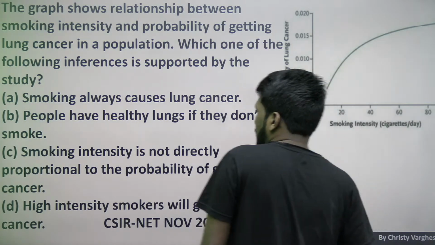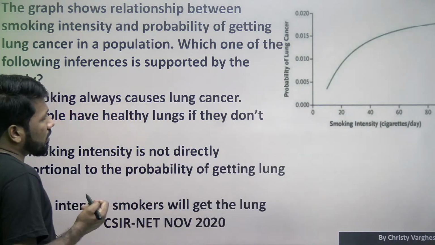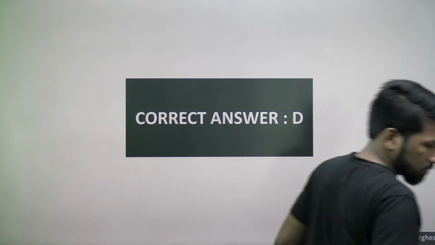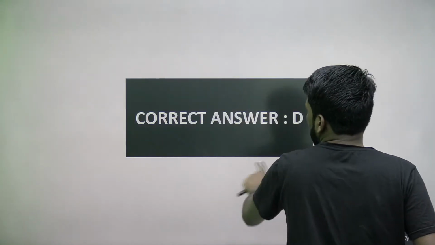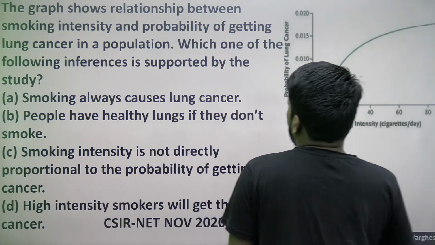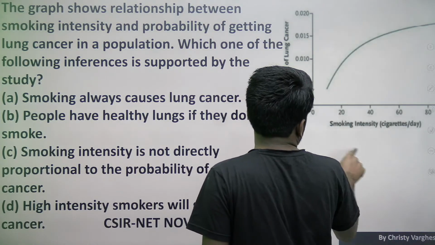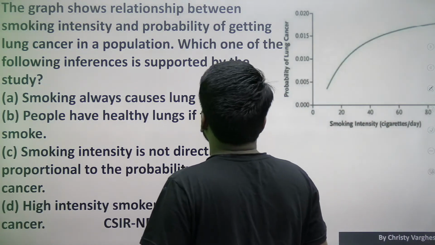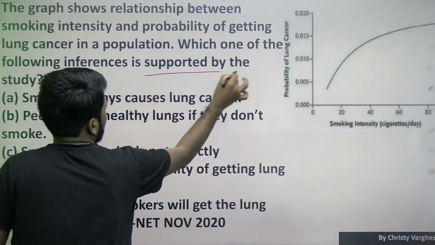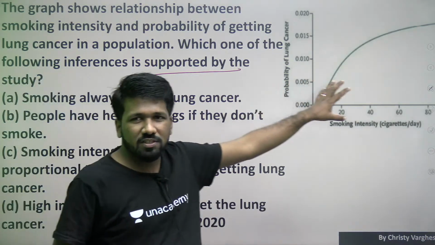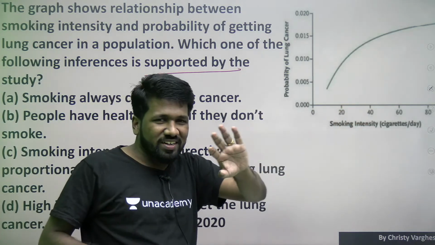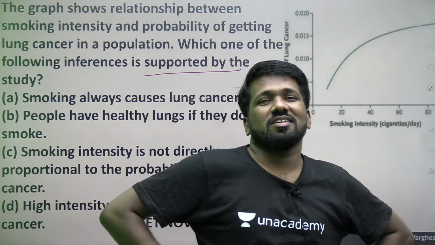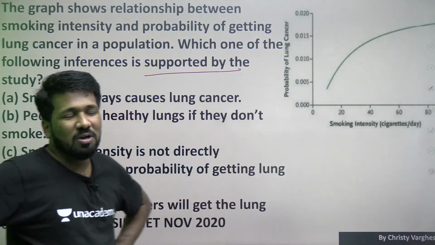This question, majority of you got option D as the answer. Option D is wrong. First I will explain why. First of all, what is this graph saying? The graph shows relationship between smoking intensity and probability of getting lung cancer. In a population, which one of the following inferences is supported by the study? This is a result of the study, this graph. So according to the study only you can answer the question, not your opinion about smoking is injurious to health or what you think about smoking.